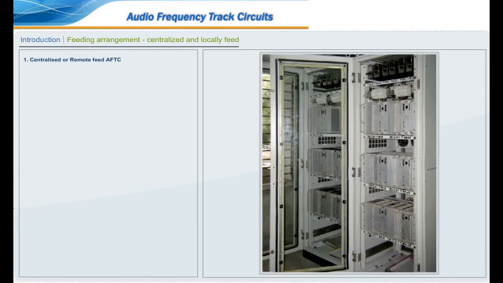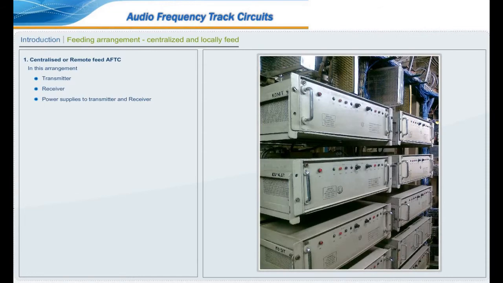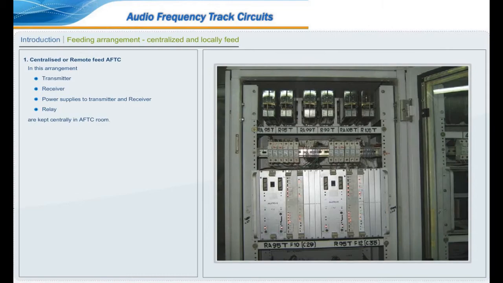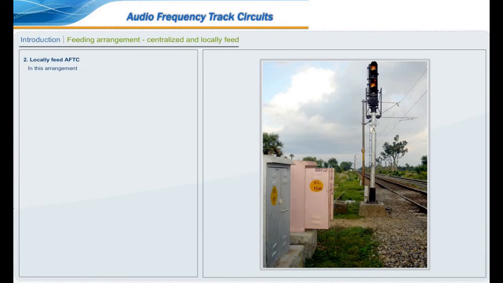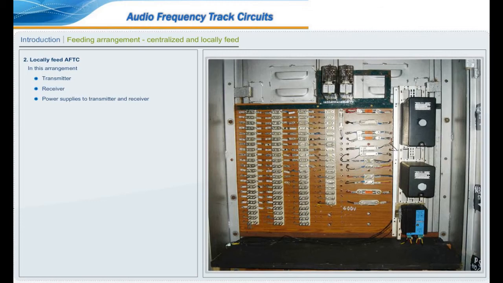Centralized or remote feed AFTC. In this arrangement, transmitter, receiver, power supplies to transmitter and receiver, and relay are kept centrally in the AFTC room. Locally feed AFTC. In this arrangement, transmitter, receiver, power supplies to transmitter and receiver, and relay are kept in the trackside location boxes.